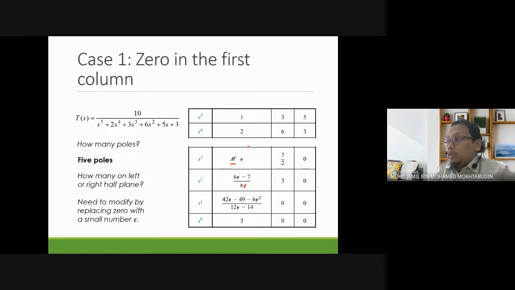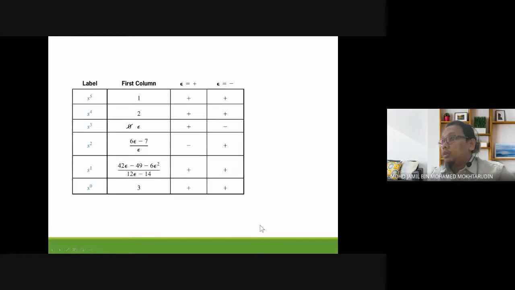Now your first row here will have this symbol epsilon. After that, to interpret the table, you need to assume what happens if epsilon is a positive value. So let's say a small positive number, let's say 0.1.